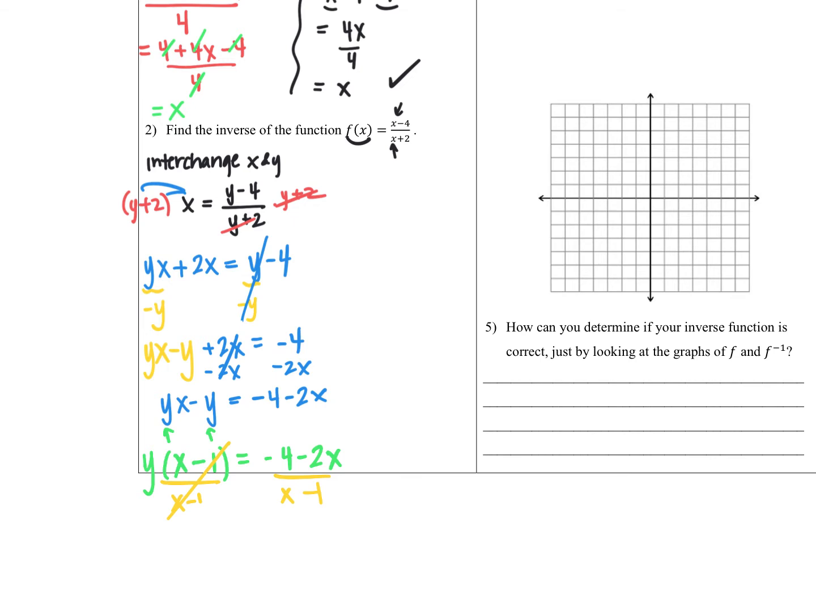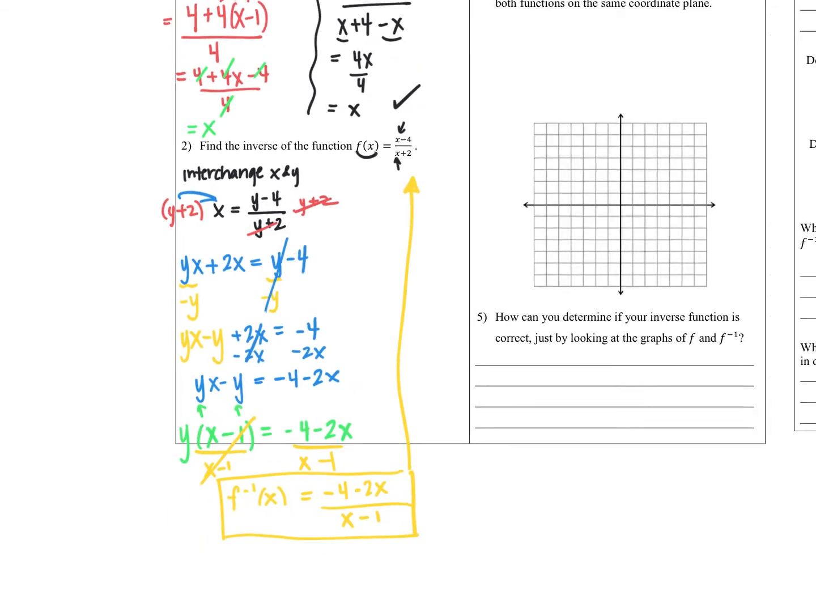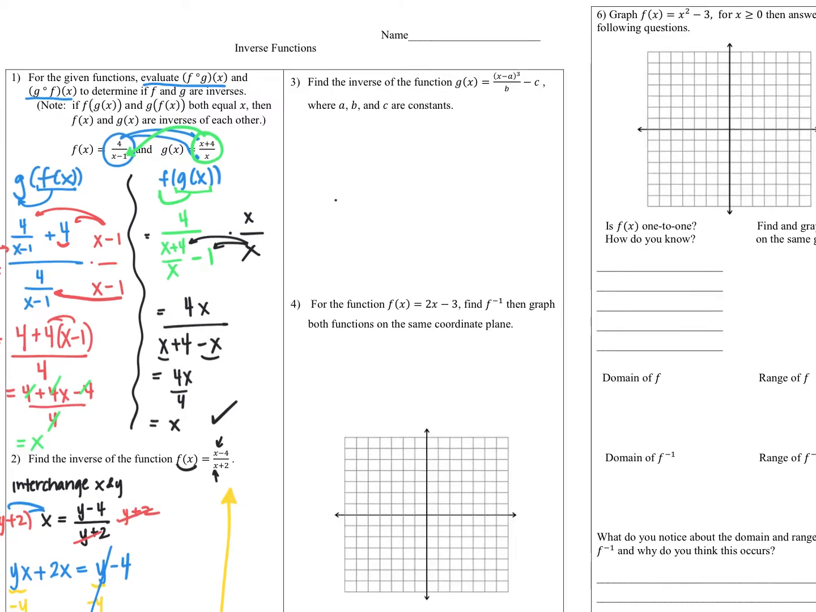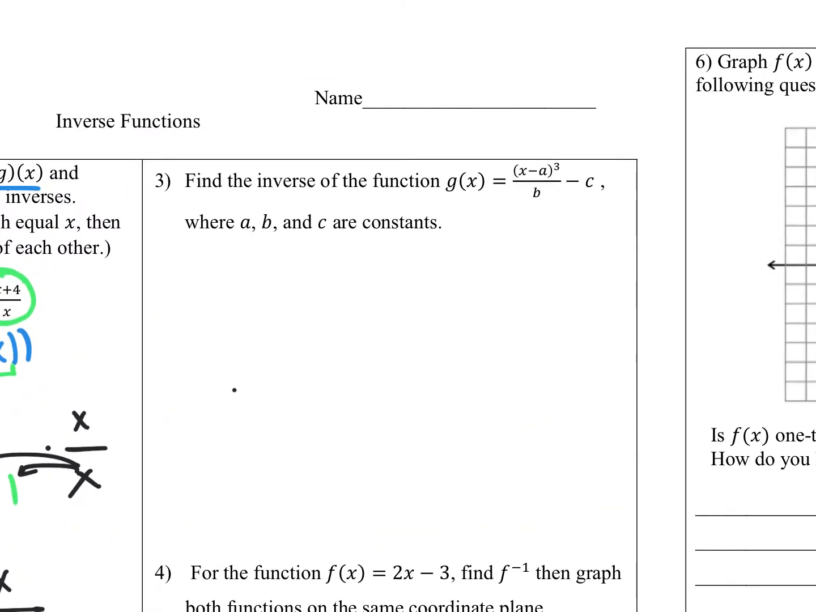We could write that a little bit nicer if you want to. F inverse of x, using that notation, is going to be negative 4 minus 2x over x minus 1. So you see a lot of negativity in there, but it's not totally clear that it's the inverse of that function up there. But again, if you want, you could check it by doing those compositions.